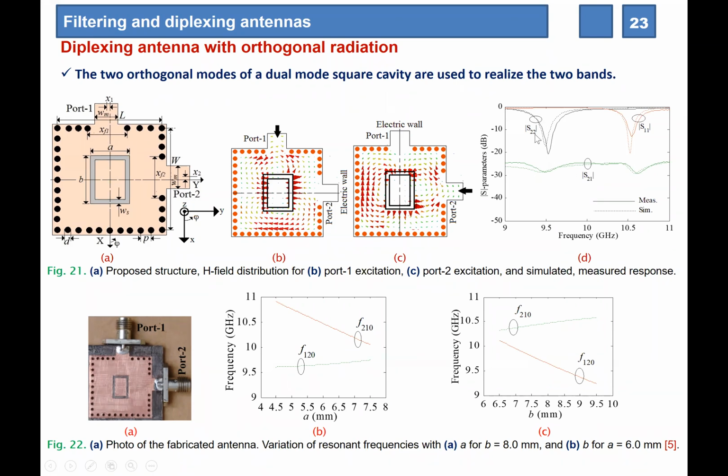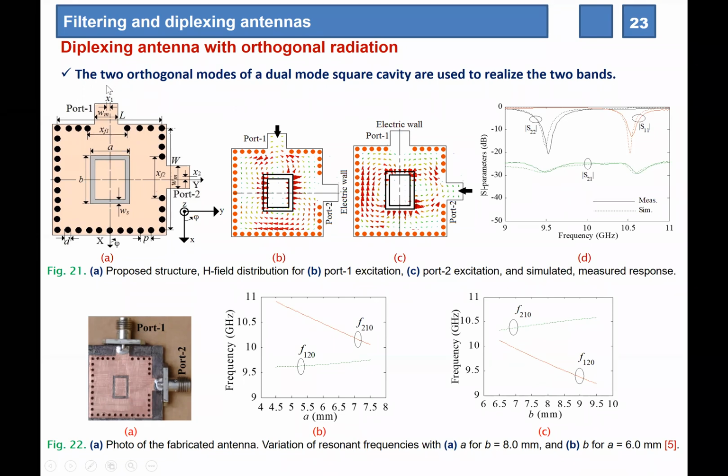You can see the S11 and S22. One is at 9.5 gigahertz and another one is at 10.5 gigahertz. So this is a highly symmetric cavity. Square structure means highly symmetric cavity. But how are we separating those two frequencies? The loading is playing the crucial role here. You can see this A and B are different. So the structure is now not symmetric.